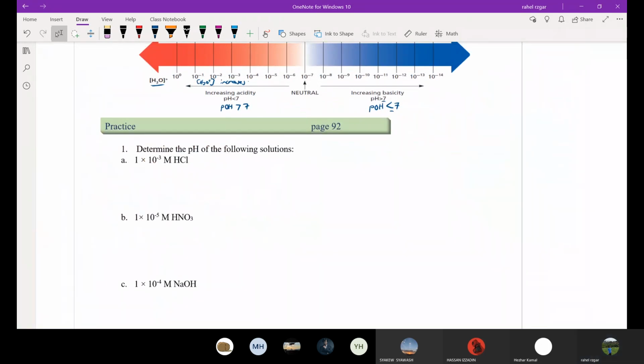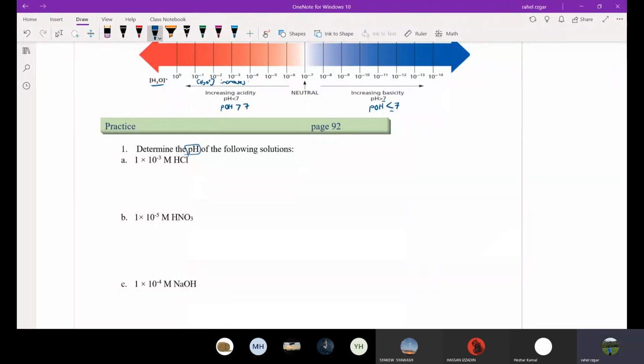All right. Let's see the calculations. First, it says determine pH for the following solutions.